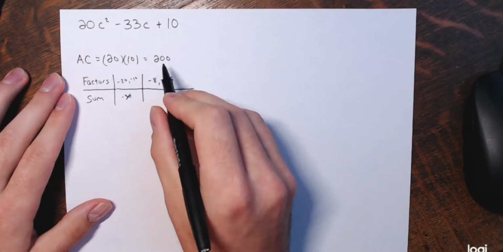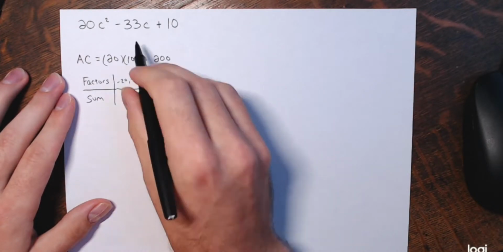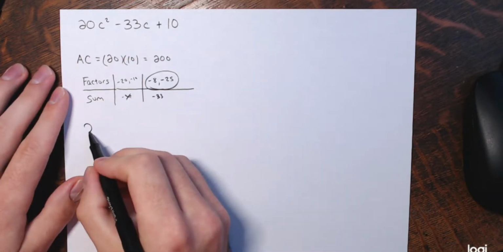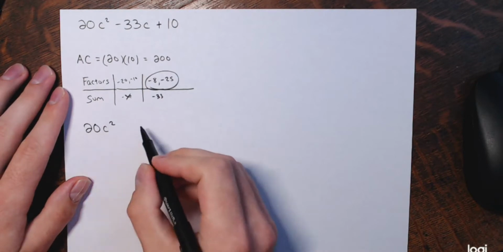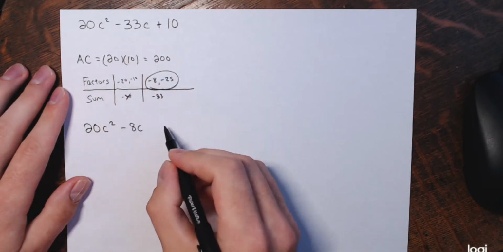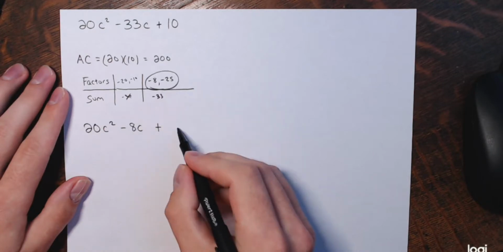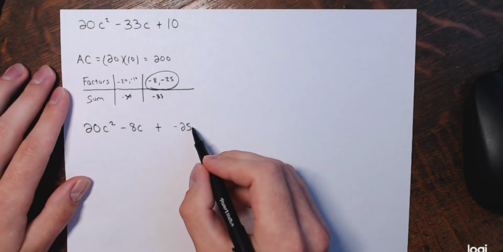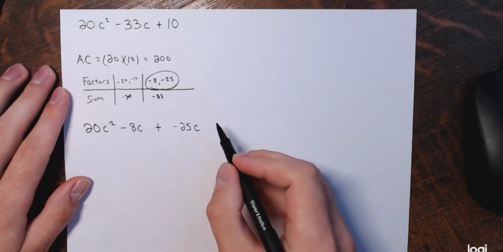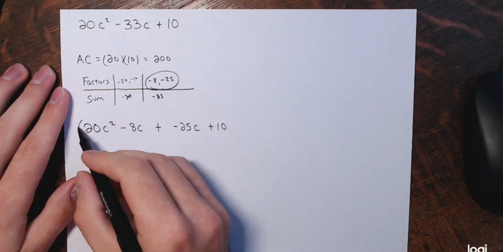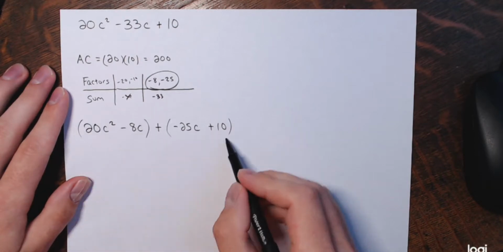Those multiply to be positive 200 and add to be negative 33. So I'm rewriting this as 20c squared, then the middle term as minus 8c plus negative 25c. You know me, how I like to have the plus in the middle for the grouping. Negative 25c. And then you've got the plus 10. Right. Group the first two terms, group the last two terms.